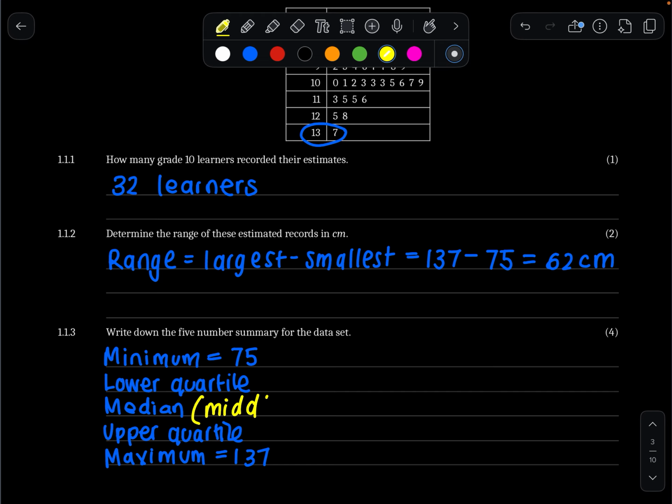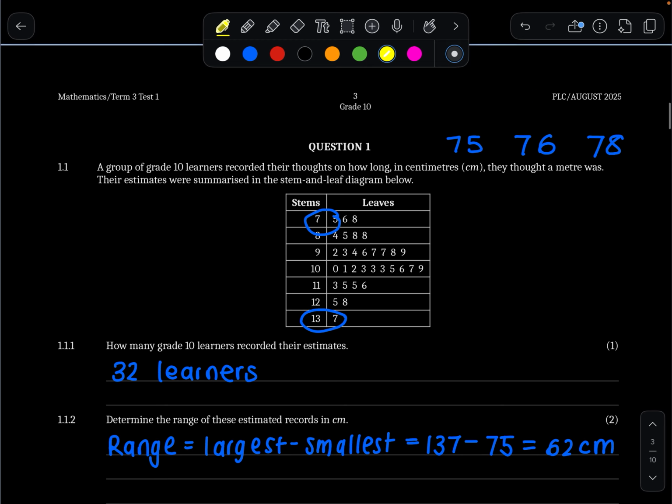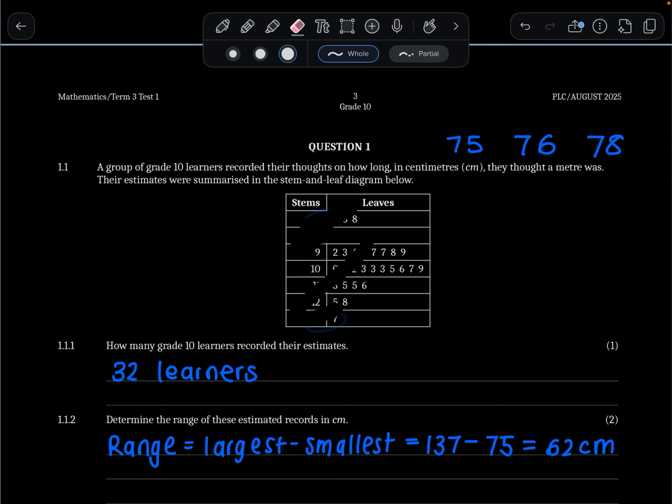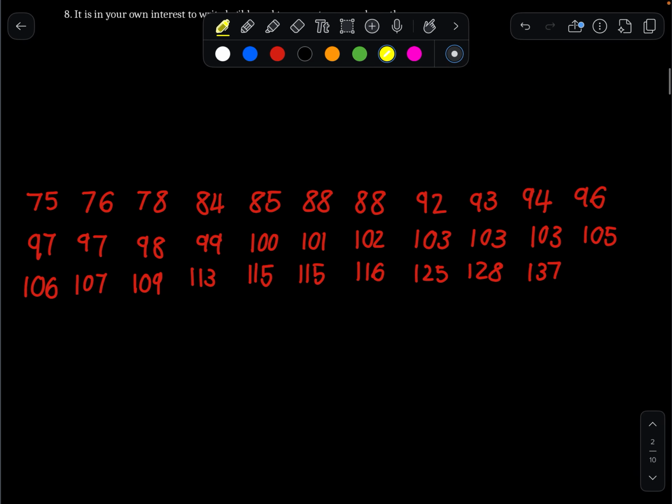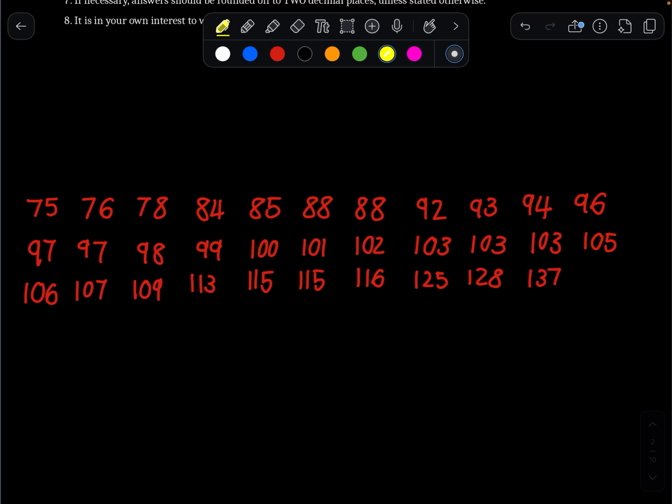You have 2 options. You can just work it out on the actual stem and leaf, or you can rewrite it like I've done here. The only thing with rewriting it is you do stand a chance of making a mistake when you rewrite it. So I'm going to show you on the actual stem and leaf how I would work this out.